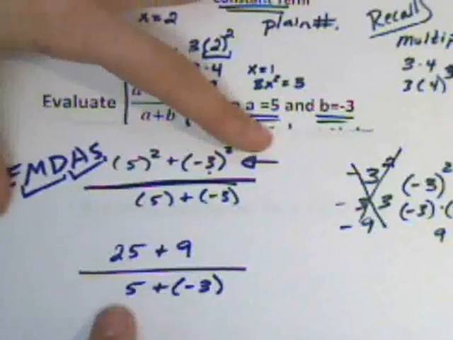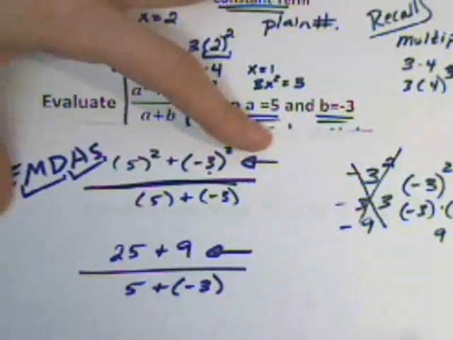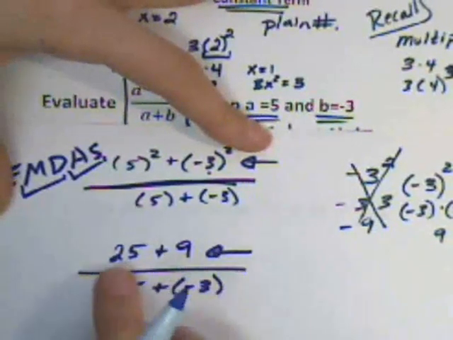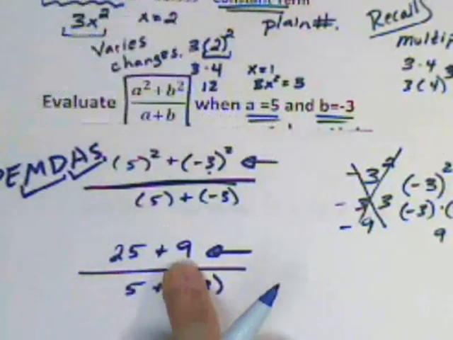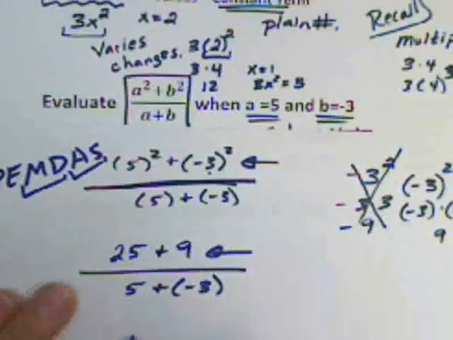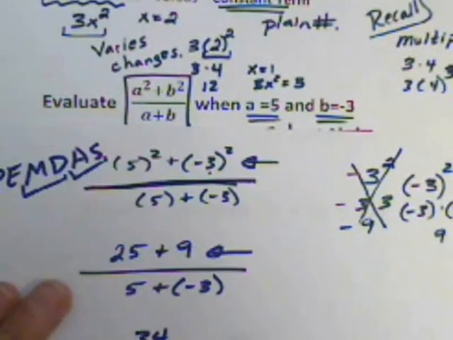Okay, so down here we're going to say, okay, well, we're continuing on top. I'm still in this grouping of the top, so 25 plus 9. That looks like a 34 on top, and we still have our 5 and our negative 3.